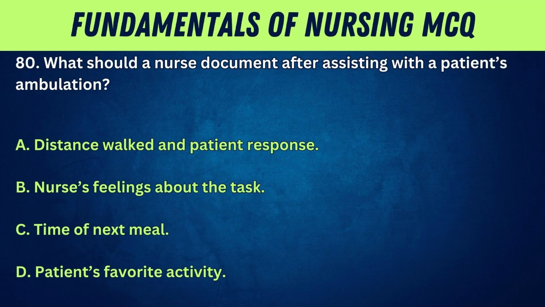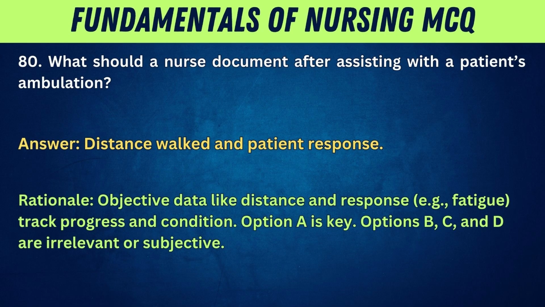80. What should a nurse document after assisting with a patient's ambulation? A. Distance walked and patient response. B. Nurse's feelings about the task. C. Time of next meal. D. Patient's favorite activity. Answer. Distance walked and patient response.